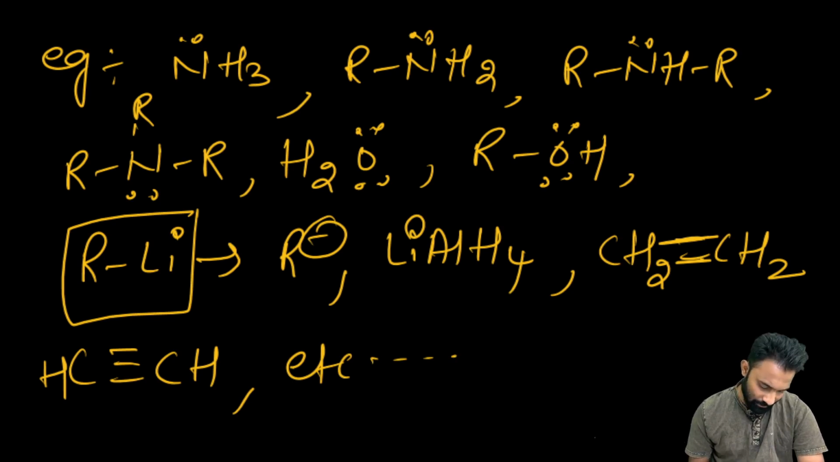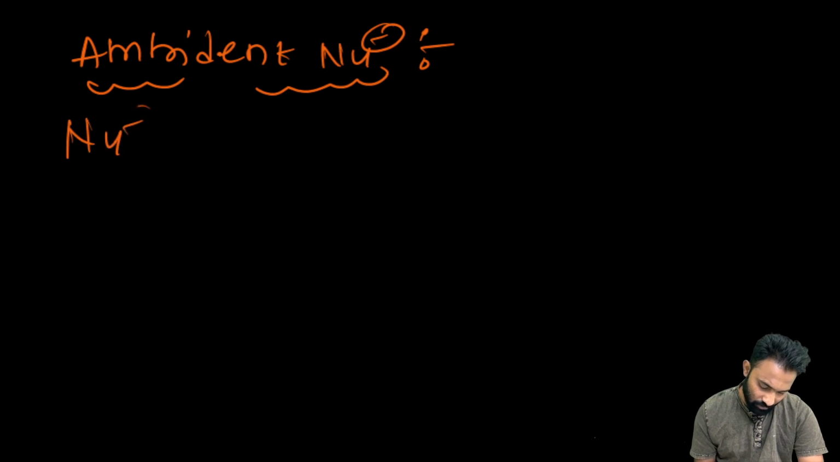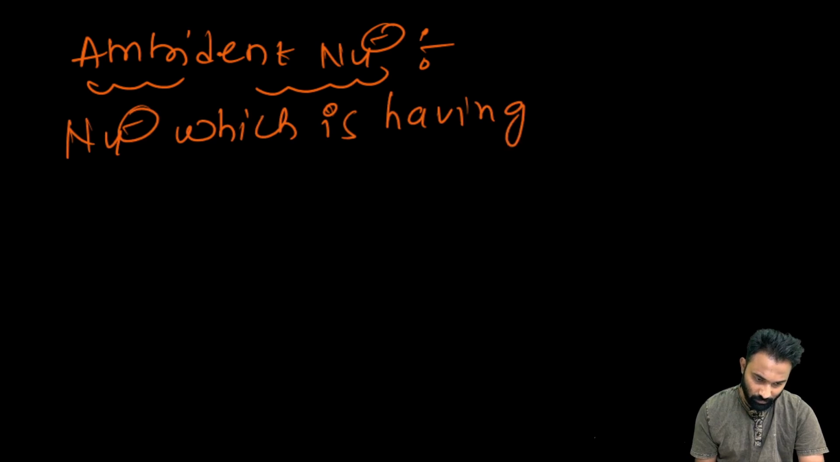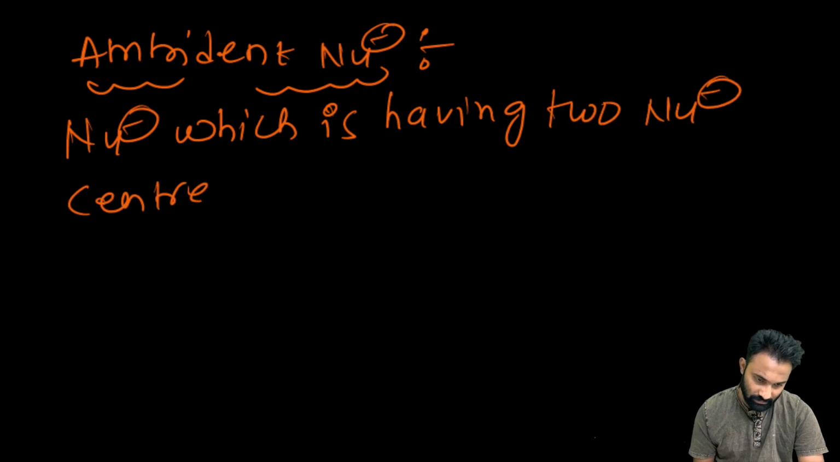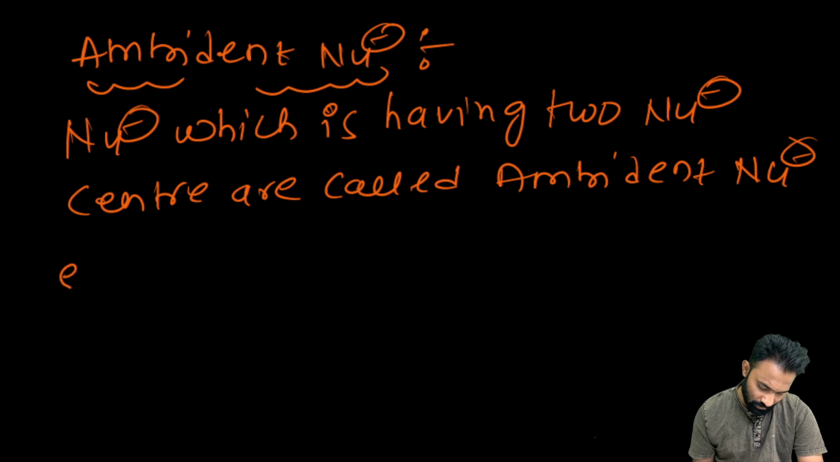Next ambident nucleophiles. What is the meaning of ambident nucleophile? This nucleophile has two attacking sites, a nucleophile which has two nucleophilic centers. Two nucleophilic centers are called ambident nucleophiles. Example, sir. Okay, example. First one. Example for this one.